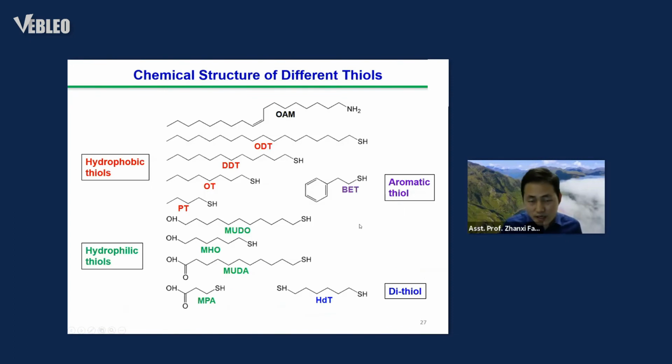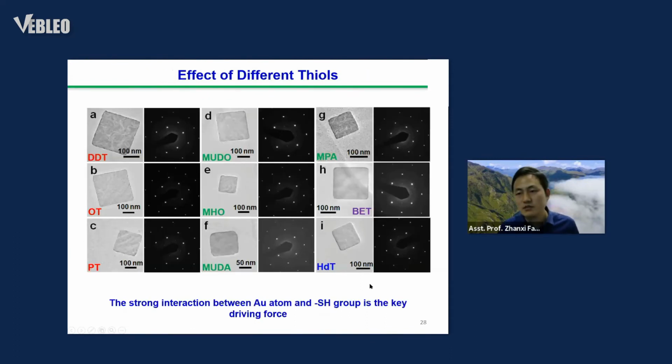We have also studied different kinds of thiol molecules. You can see here thiols with different sizes, hydrophobic, hydrophilic, and so on. All these thiol molecules can trigger this kind of 2H to FCC phase transformation. So we confirm that there is a strong interaction between the gold atoms and the thiol groups, and that is the key driving force to trigger this phase transformation.